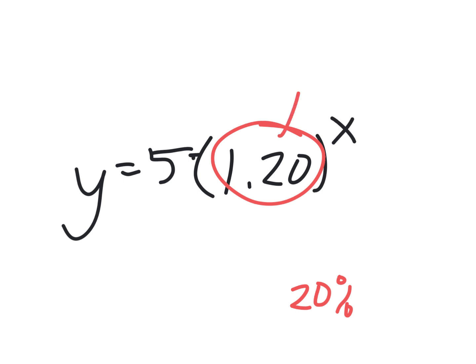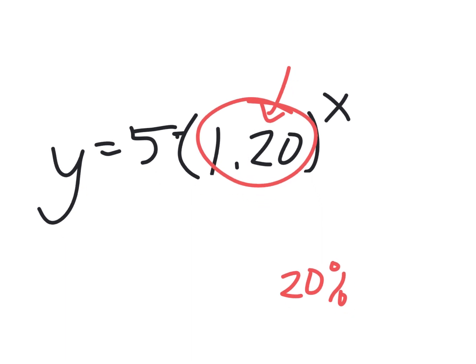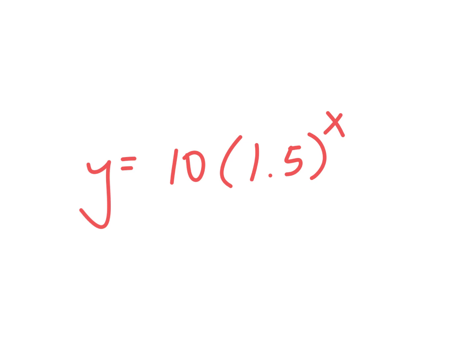It's the part above 1. If I had just times this thing by 1, it wouldn't have grown at all. So timesing by 1 doesn't get any growth. But timesing by 1.2 gets you 20% growth. All right, so if I just asked you, here's a problem, 10, parentheses, 1.5 to the x, starting was how much? 10. Is it growth or decay? Growth. What percent growth? 50% growth.